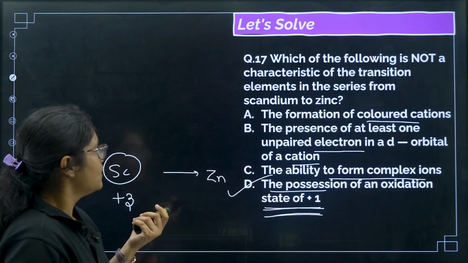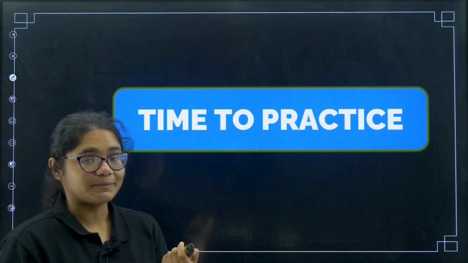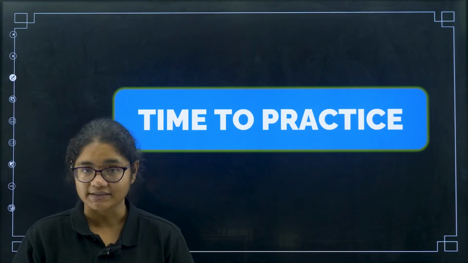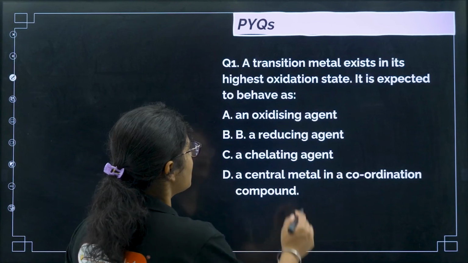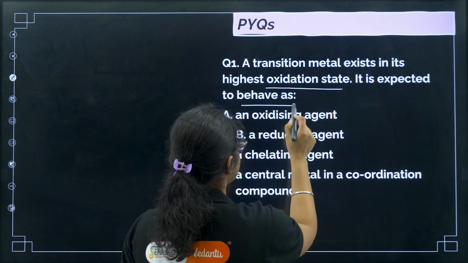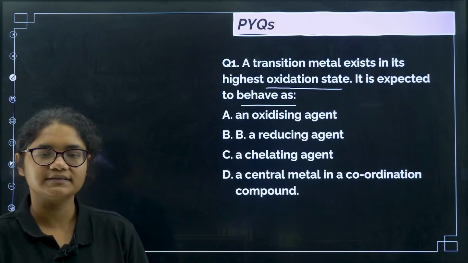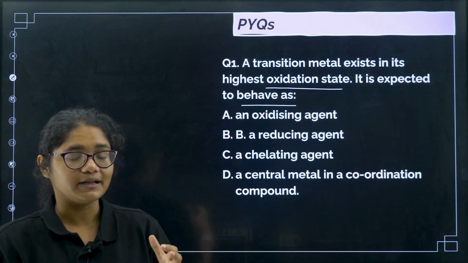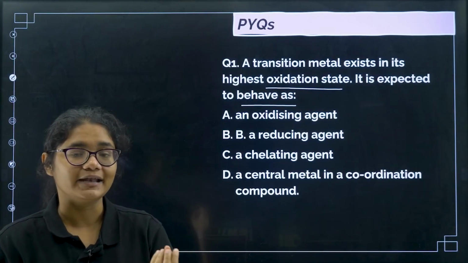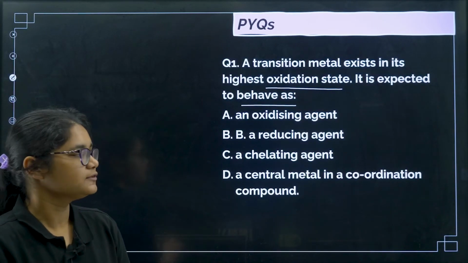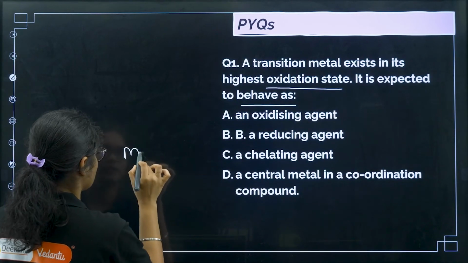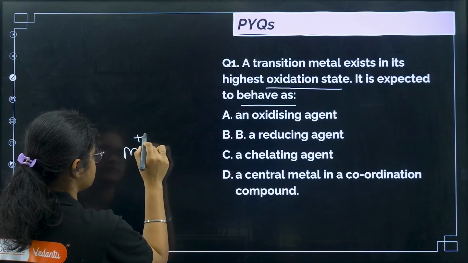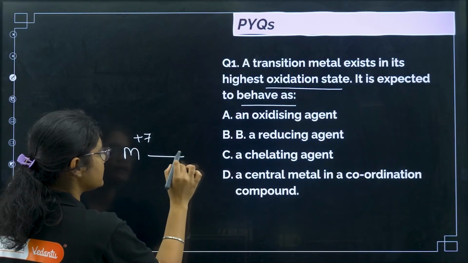Okay, fine. Now, let us practice some previous year questions. Okay, first one, a transition metal exists in the highest oxidation state. It is expected to behave as. So, just now we discussed, when the metal is in the higher oxidation state, it has acidic character. Okay, so remember, it will behave. Okay, see, if a metal is in a very high oxidation state, +7 suppose. Now, what can it undergo?